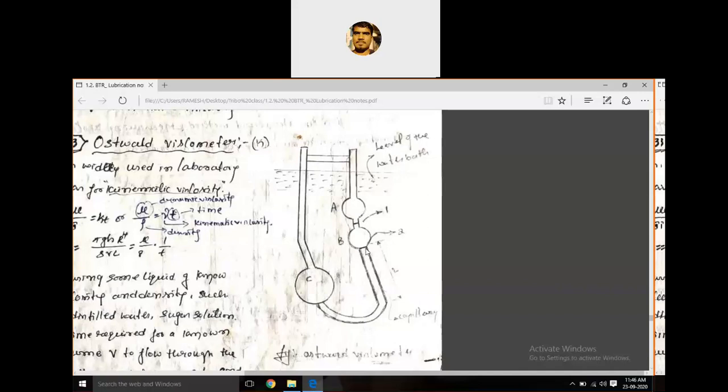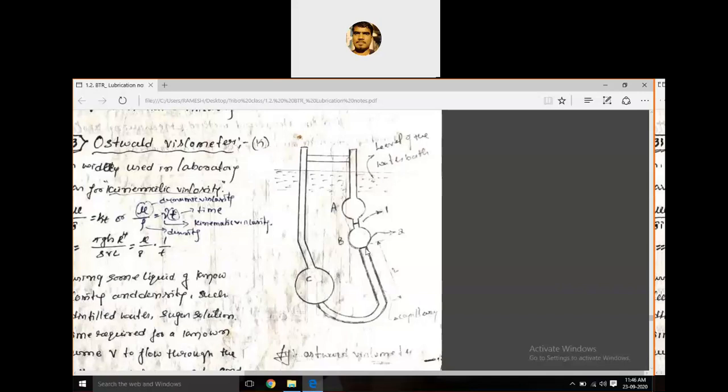The energy required to accelerate the fluid at the entrance of the capillary must be negligible when compared to the energy consumed by viscous friction in the capillary. So make the diameter of the capillary very small and the length 50 times the diameter. That's why it is called a capillary.